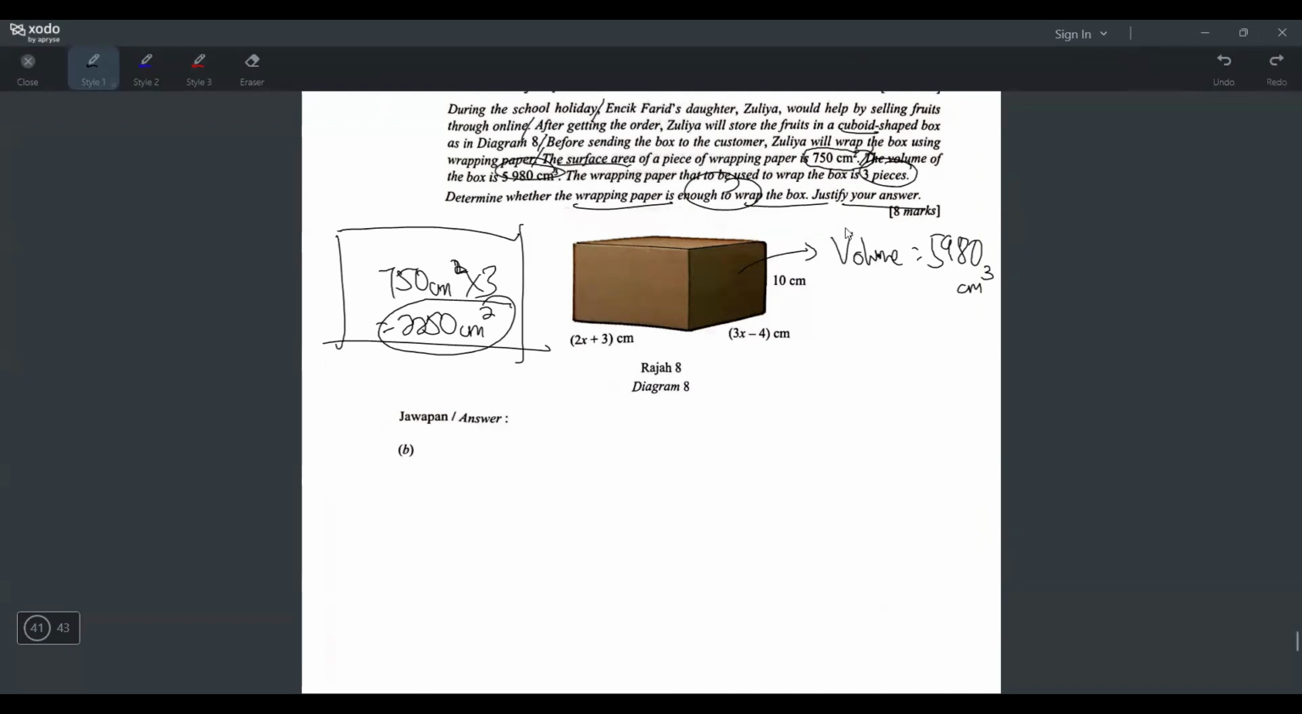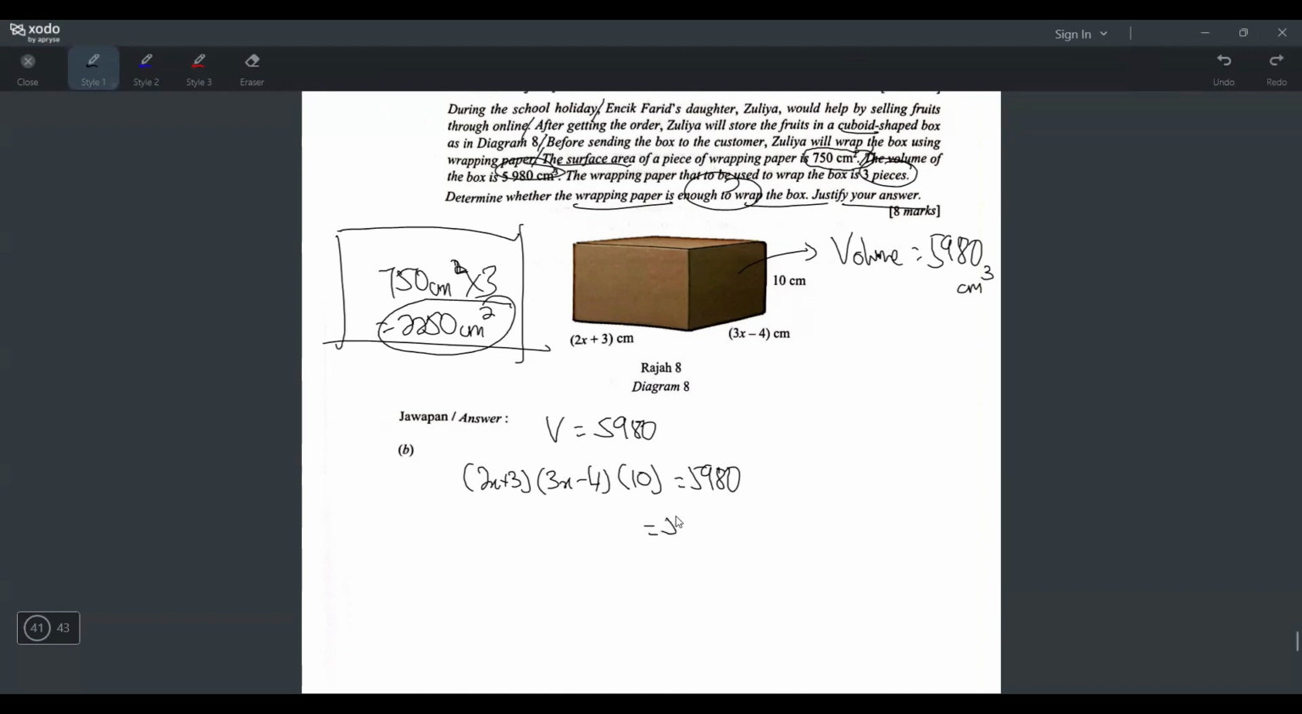So I think I need to use the volume information. I need to start with the volume information and use it to find x. The formula for volume is length times width times height. So it will be 2x plus 3, times 3x minus 4, and then times 10, equals 5980. Of course you can expand the 10 inside like that, up to you. But I have a better idea. I will instead move it to the other side, so it becomes divide.